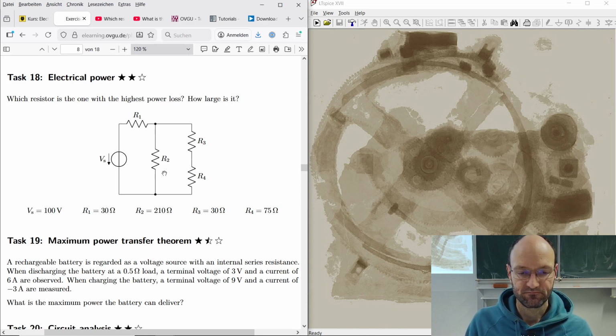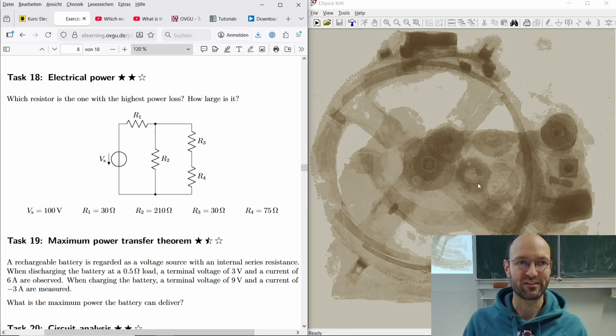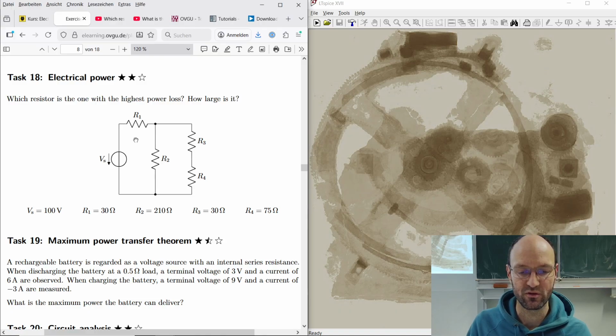Okay, so before we are starting a simulation, let's think about, at least think about the solution of this. How would you solve this task, even if we do not do it? So we have the circuit, we know all the values of these 4 resistors, we know the value of this voltage source. And we want to know what is the resistor with the highest power loss and how large is this power loss. So what would you do to solve this by hand, let's say?